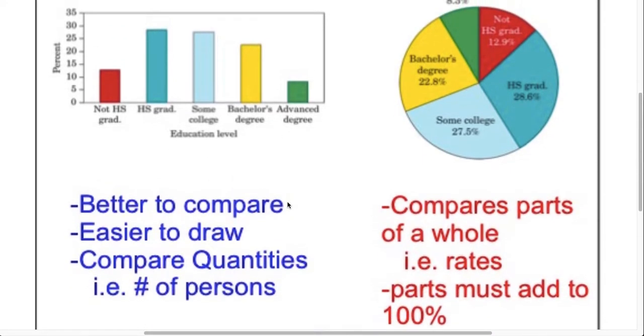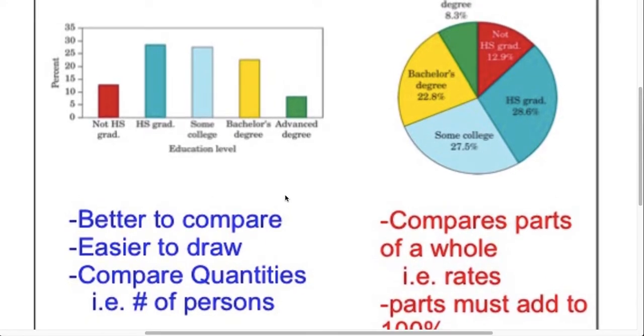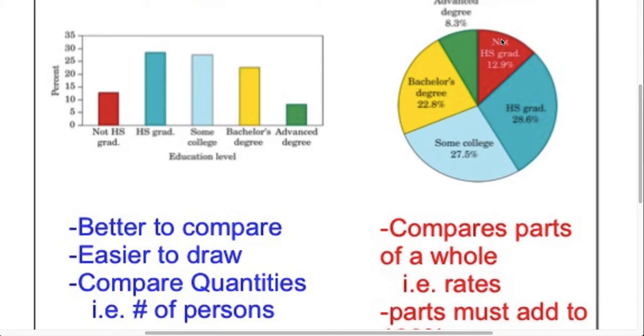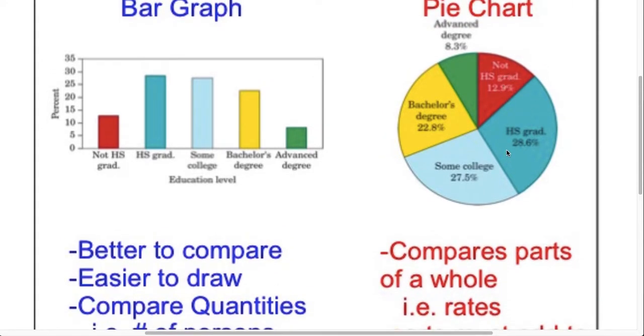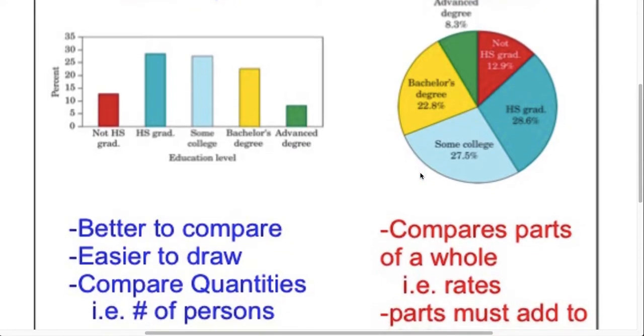And so, some pros and cons to each. Visually, it's easier to compare the height of bars than it is to compare the area of sectors. If we take away the percentages from this pie chart, and let's just say we had no percentages, just the different colors, it would be pretty hard to tell the difference between a high school grad and a bachelor's degree. Not impossible by any means, but it's hard to tell how different they are. And same thing, especially with high school grad and some college. They're almost the same, so it's hard to tell that there'd be any difference. And so it's just harder to compare visually.